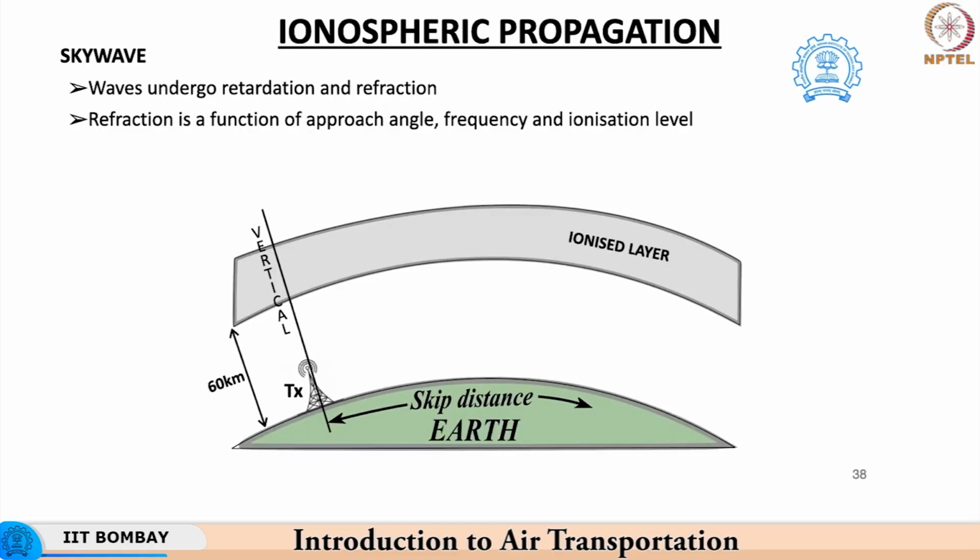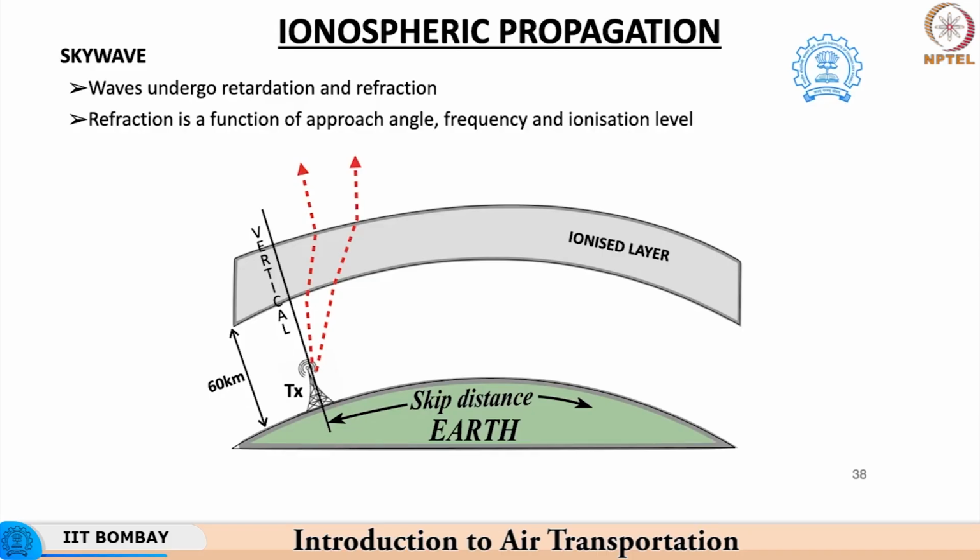This is our ionosphere. Now, the ionosphere is basically a layer of atmosphere which extends from 60 kilometers till 100 kilometers above the earth, and this layer is associated with ionized gases, and hence the overall density associated with this layer is very high. So, whenever a ray is transmitted by the antenna, these waves undergo retardation and refraction.